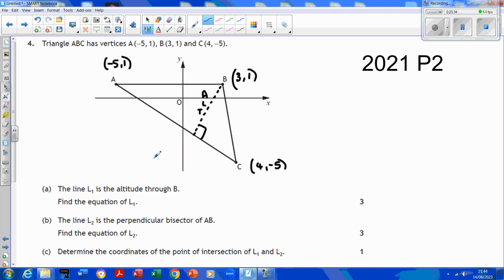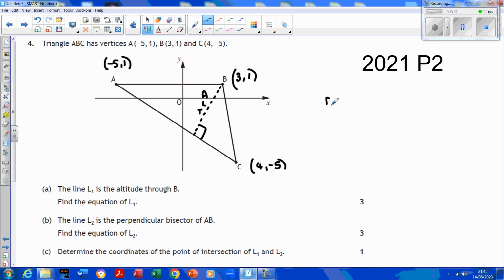So, I only know one point in that altitude. I know point B. So I can't work out the gradient using y2 minus y1 divided by x2 minus x1. So I need another way of getting the gradient. You work out the gradient of AC. It's perpendicular to that. Flip and change the sign.